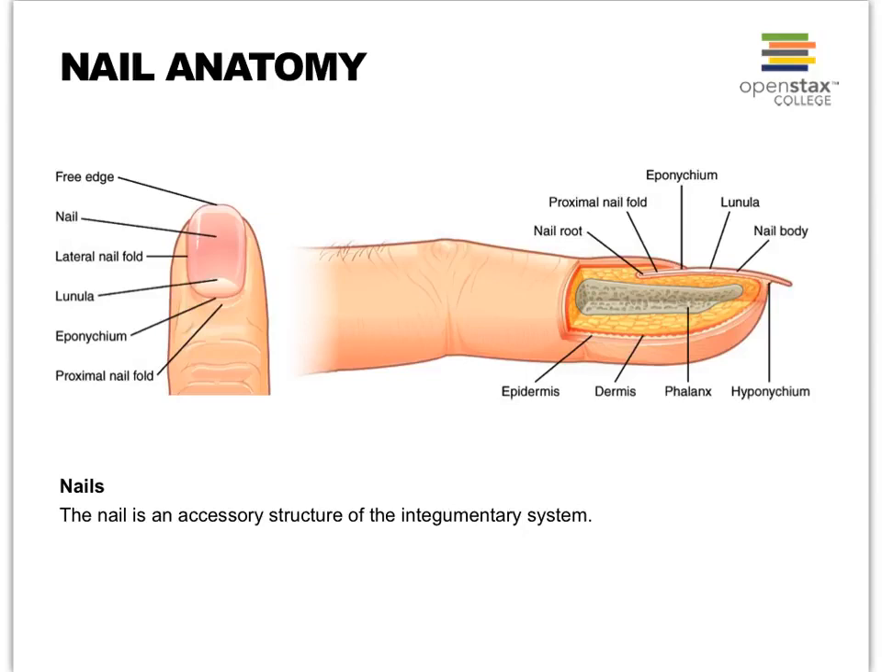So onych, O-N-Y-C-H, typically refers to nail. We have the nail body, and then the embedded part of the nail we call the nail root, and of course nearby where it reaches the dermis, that would be referred to as the matrix where nail growth occurs. If we look over here on the left hand side, we again can see where the skin meets the nail on the superficial side, and so we call that the eponychium. And then this little half moon shaped whitish structure we see at the base of our nail we call the lunula.